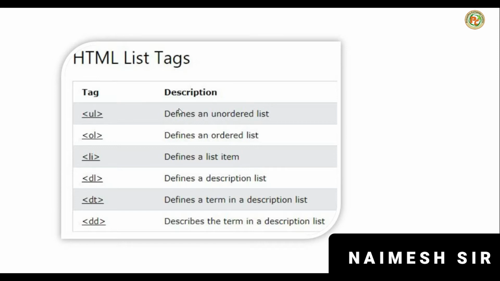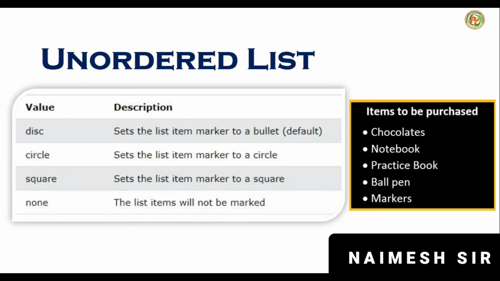Now first we are going to learn the unordered list. You can see here, items to be purchased is the title. In that we are going to write chocolates, notebooks, practice book, ball pen and markers. Before each of these we have used a circle, you can see here a dot. So this is called an unordered list.